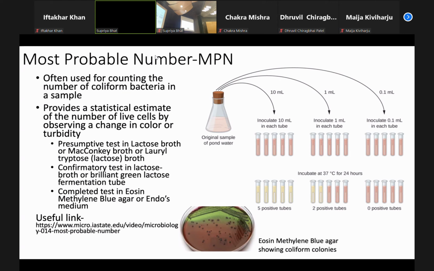And yeah, the material that I've referred to, it's done in the second test. The confirmatory test is where it shows the color change and the gas production.